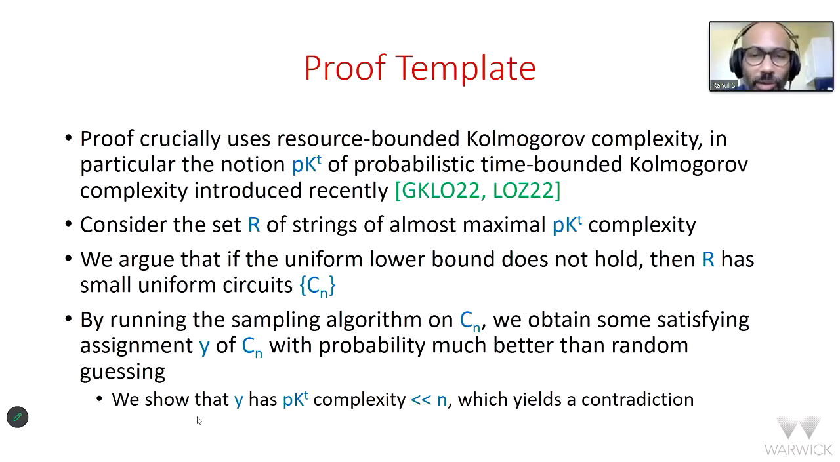So it's an argument by contradiction, but it works in quite a different way to most uniform lower bound results, which rely on hierarchy theorems. It doesn't go through the standard hierarchy theorems. And that's part of why we're able to get such a generic result.